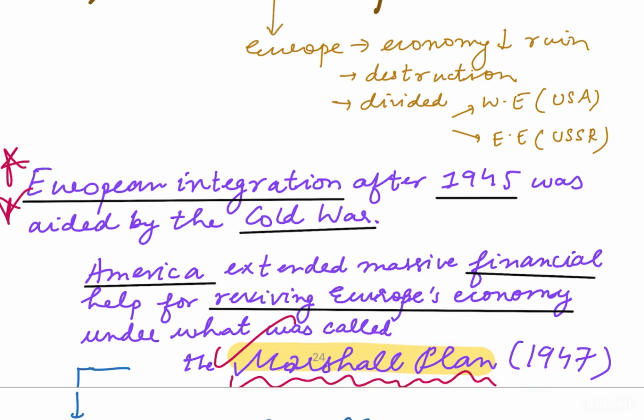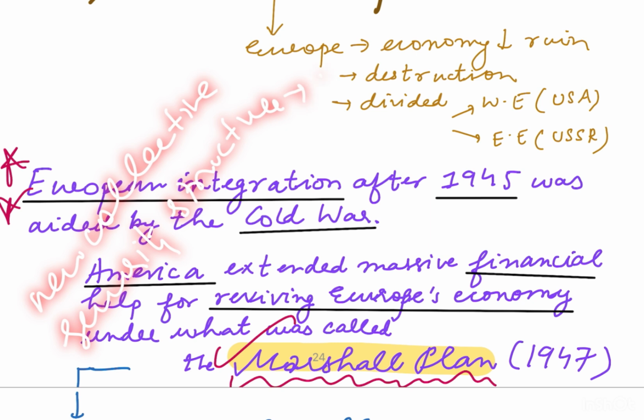So under the Marshall Plan, basically America is giving financial aid, financial support to the European countries so that they can revive their economy, balance it and bring it back. So it is supporting financially, right? America is financially supporting Europe under the Marshall Plan. Now you also need to remember that the US also created a new collective security structure under NATO, the North Atlantic Treaty Organization.